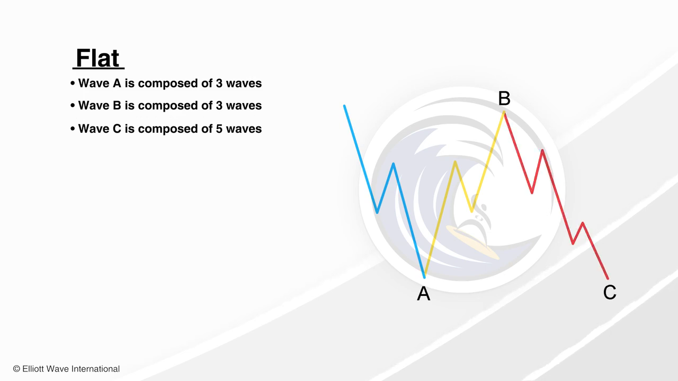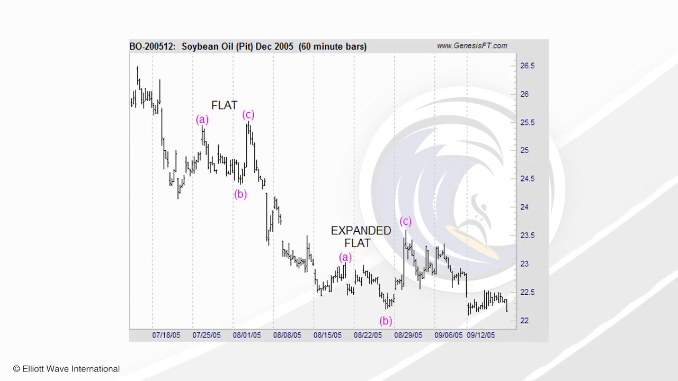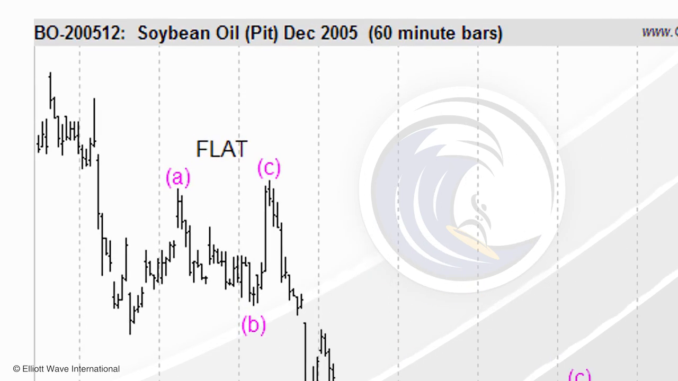There are 3 types of flats: regular flat, expanded flat, and running flat. And in this example of soybean oil, I wanted to discuss the 3 different types of flats. You see 2 of them here. In the upper left corner, you see a regular flat. In a regular flat, the B wave terminates at about the origin of wave A, and the C wave terminates at about the termination point of wave A.